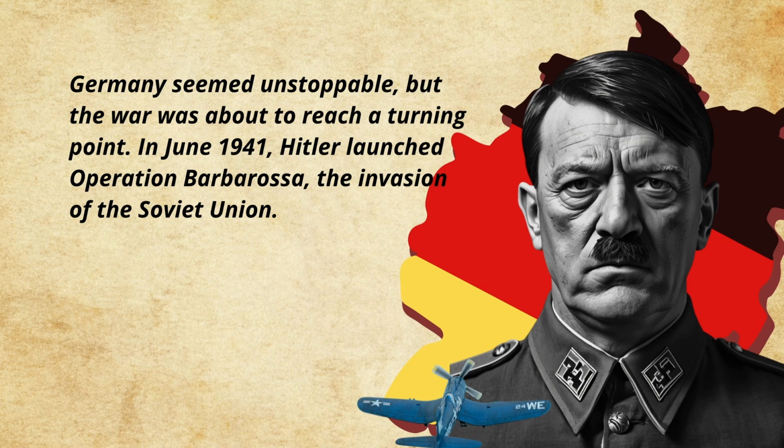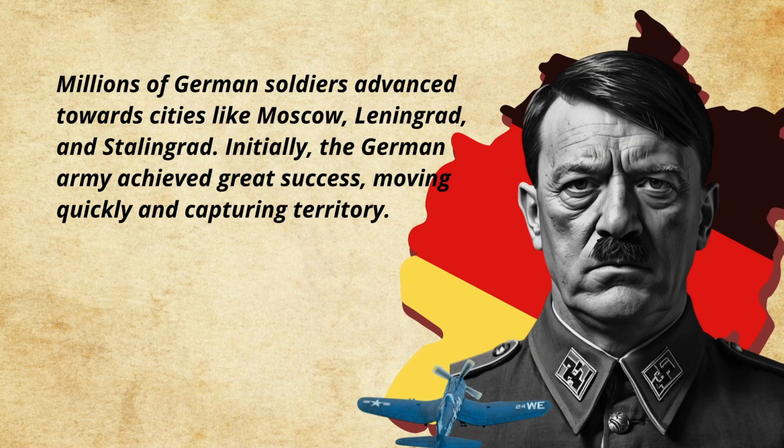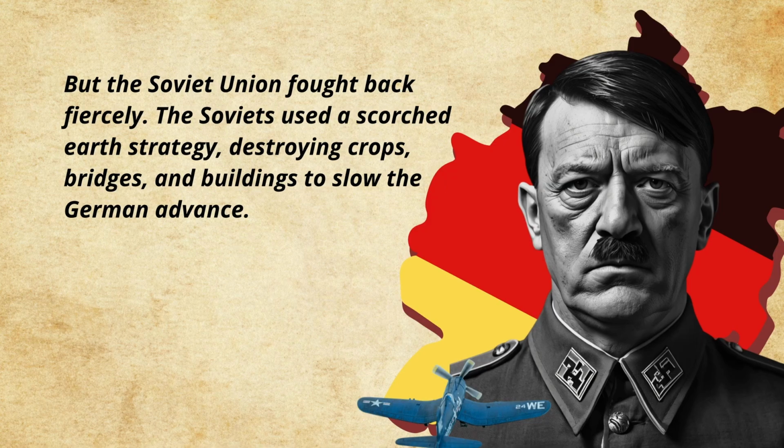In June 1941, Hitler launched Operation Barbarossa, the invasion of the Soviet Union. Millions of German soldiers advanced towards cities like Moscow, Leningrad, and Stalingrad. Initially, the German army achieved great success, moving quickly and capturing territory. But the Soviet Union fought back fiercely.